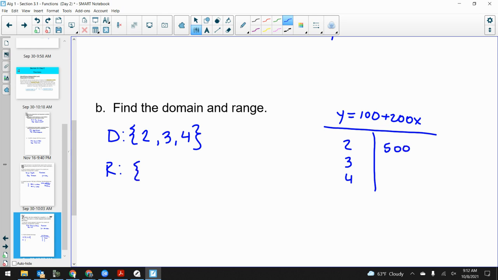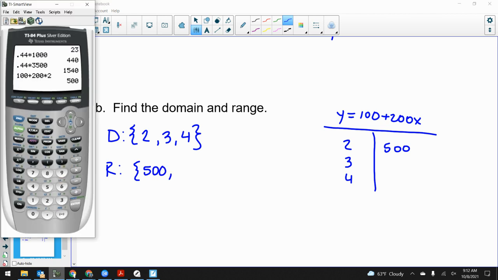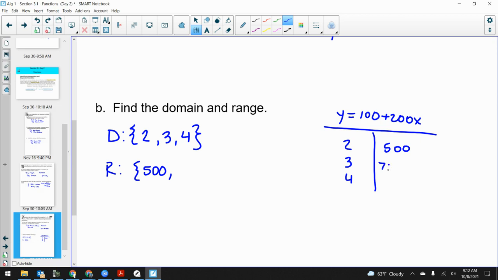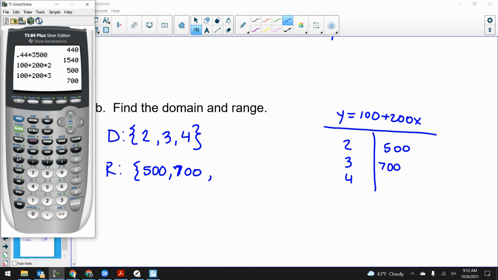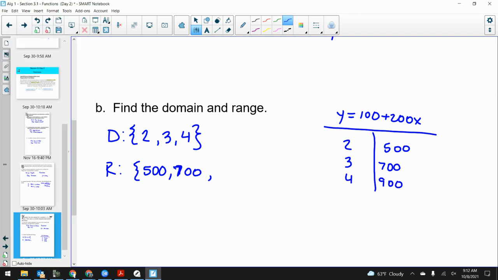That's my first element of my range. Same thing for 3. 100 plus 200 times 3, so 700. And then I do the same thing. 100 plus 200 times 4. And I get 900. That's my domain and range.